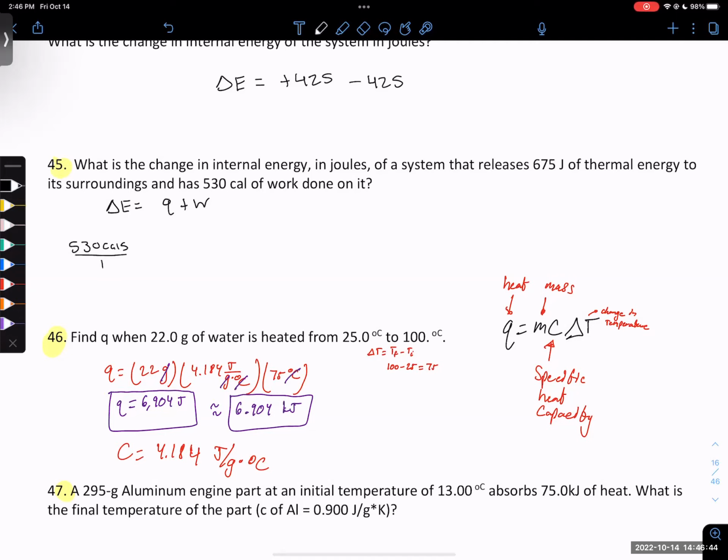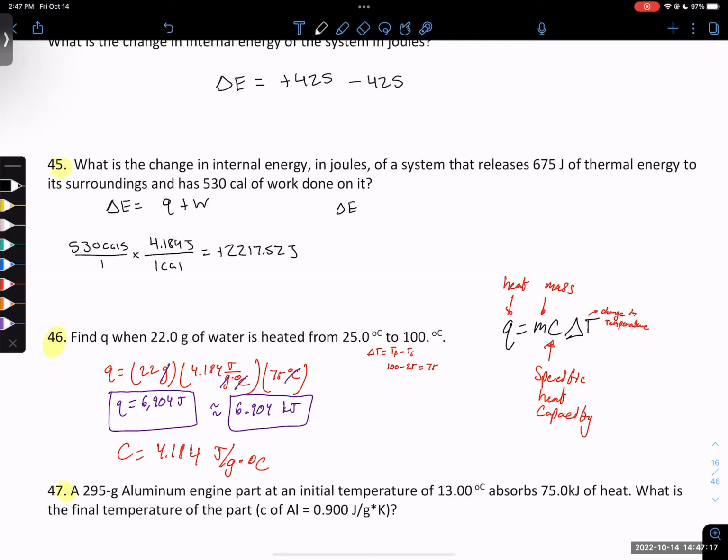And who remembers the conversion factor? 4.184 joules for every 1 calorie. And that should get you a number of about 2,217.52 joules. All right, so now we can add it, but what's the sign on the joules of work? Is it positive or negative? Okay, so positive. And then we already said that releasing the 675 joules of heat was negative.